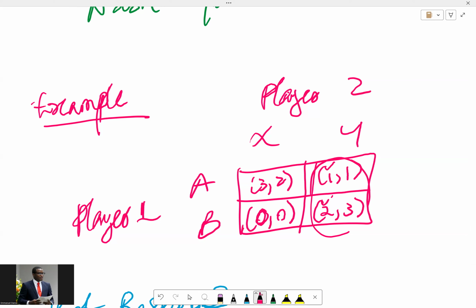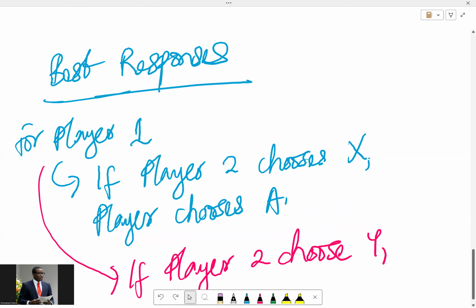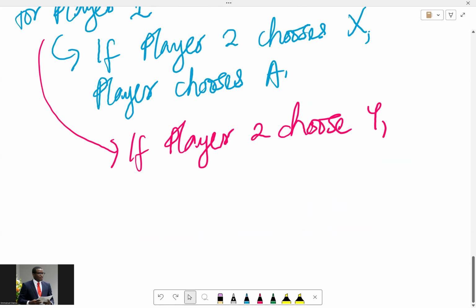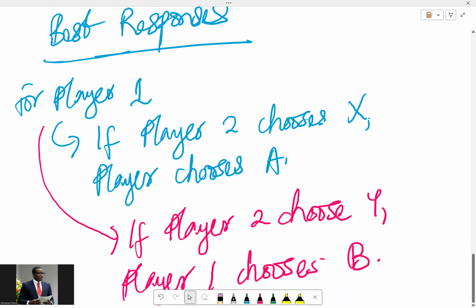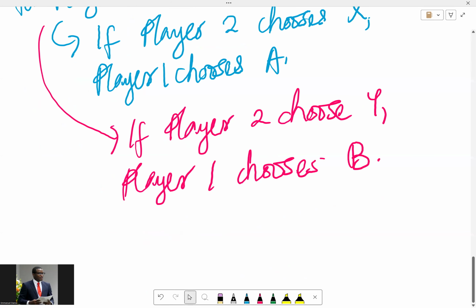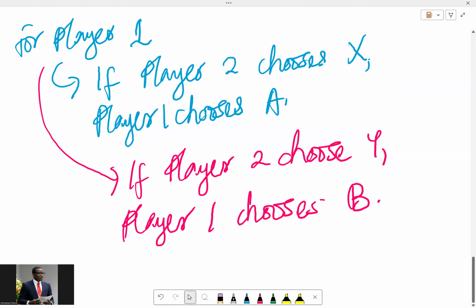And being a rational player, we would rather go for option 2. I would rather go for a payoff of 2, which will be his strategy B. So if player 2 chooses X, player 1 will choose A. If player 2 chooses Y, player 1 will choose B.